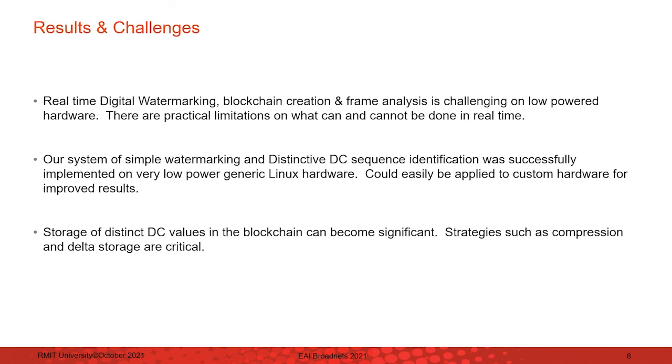Another challenge for this is the size of the distinctive DC values that are stored in the blockchain. Body-worn cameras are particularly well suited to this in that they are not 24/7 recording. They are activated on triggers and generally record for only short periods of time. Even so, there are several strategies that need to be employed to efficiently store the DC values, including compression and storage of deltas, these sorts of strategies. And we found that these are very important.